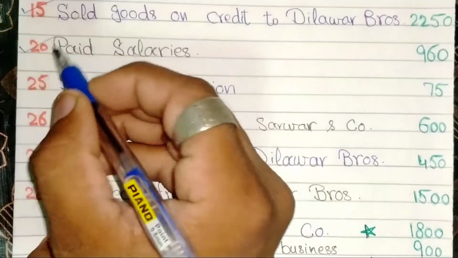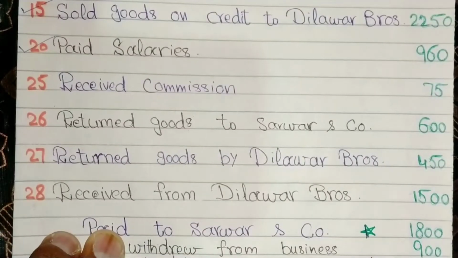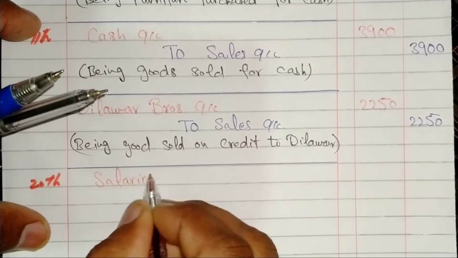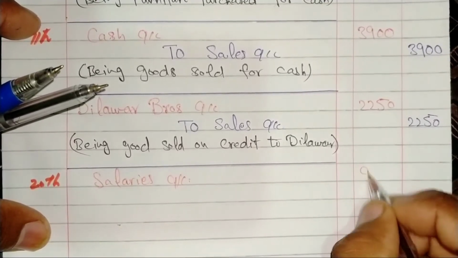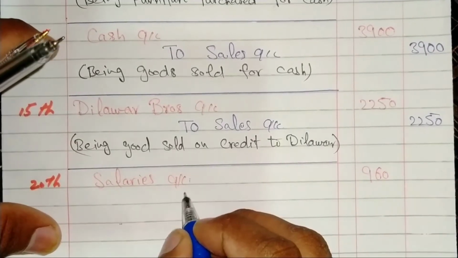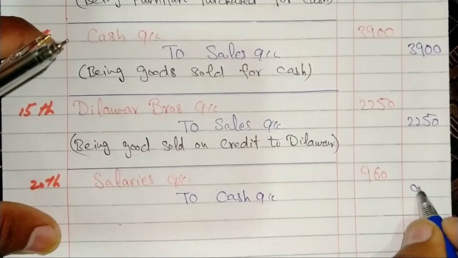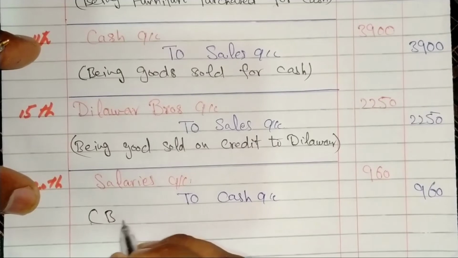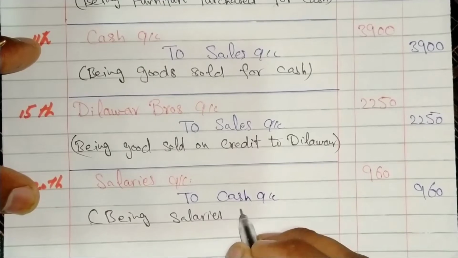Paid salaries on 20th February amounted $960. Salaries account debit to $960 to cash account credit amounted $960. Description is very simple: being salaries paid.